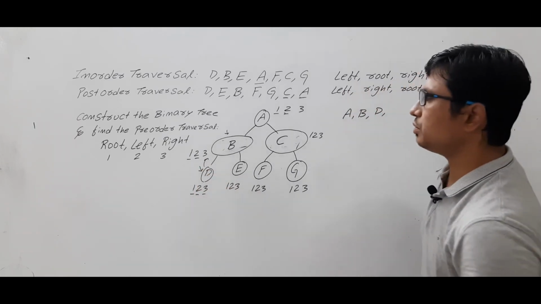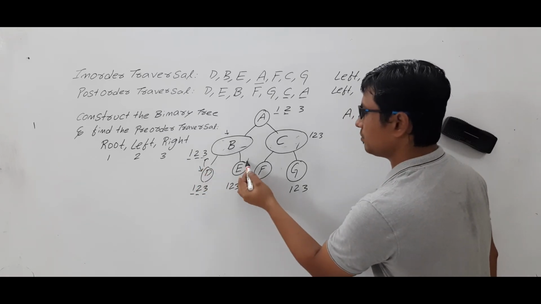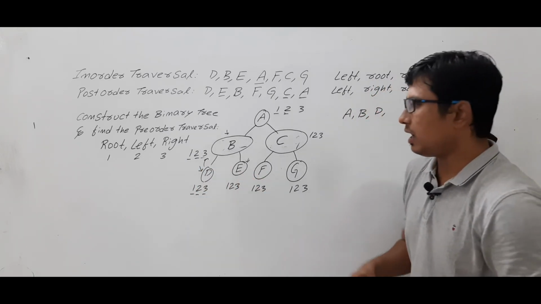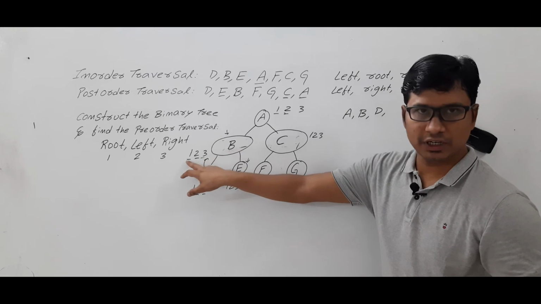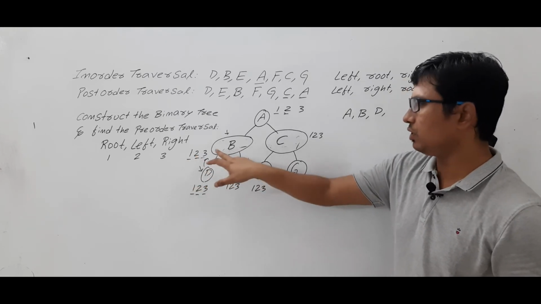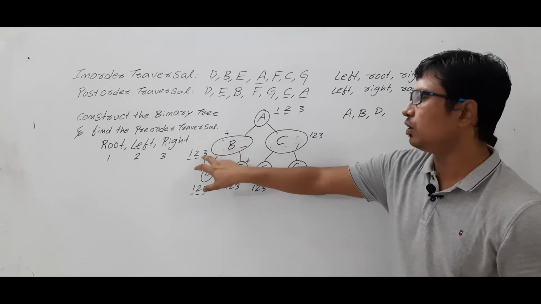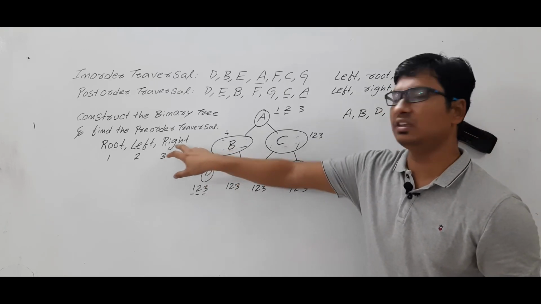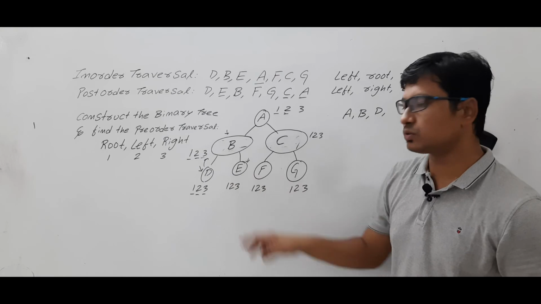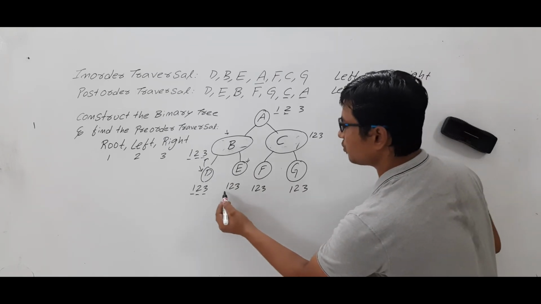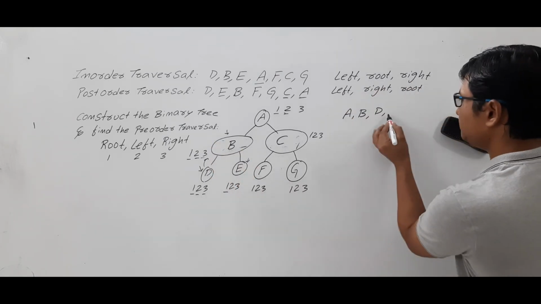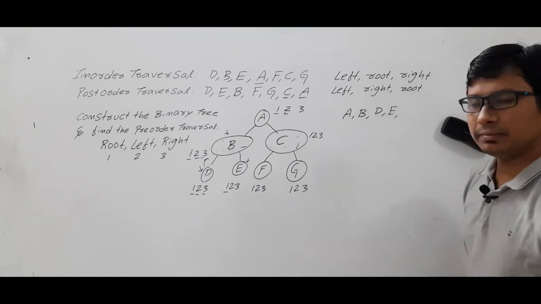Now you need to execute step 3. So you will come here, because at B you have completed executing step 1 and step 2. Now from D you are coming back to B. Now you need to execute step 3, so visit the right of it. The right is this one. Again execute step 1, which is printing the value. So E will be printed.